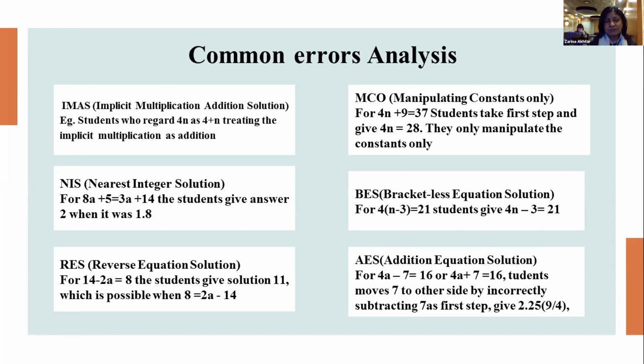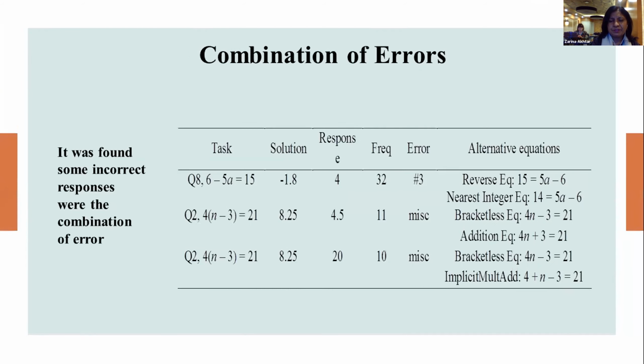Reverse equation solution. For this, they invert the order of the terms in the equation. 14 minus 2a is equal to 8. The students give the solution 11, which is possible when 8 is equal to 2a minus 14. So they try to write the equation in reverse order, and they get the wrong answer. AES is addition equation solution. For 4a minus 7 is equal to, for example, they ignore the sign of the constant, and they transfer it or move it to the other side with incorrect subtraction, or without knowing the correct operation.